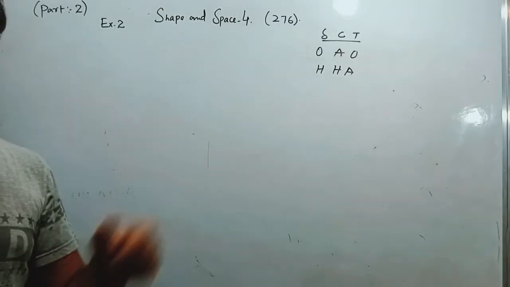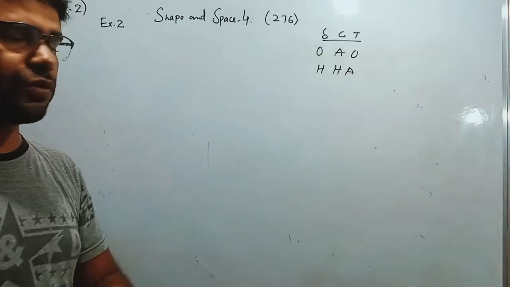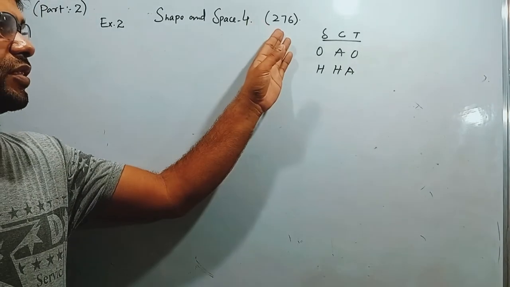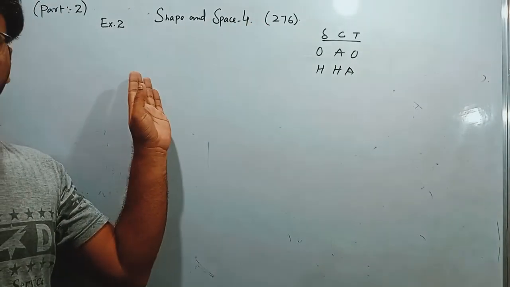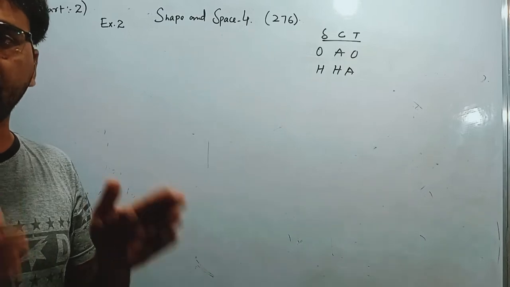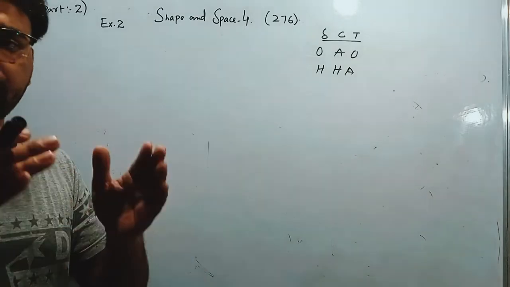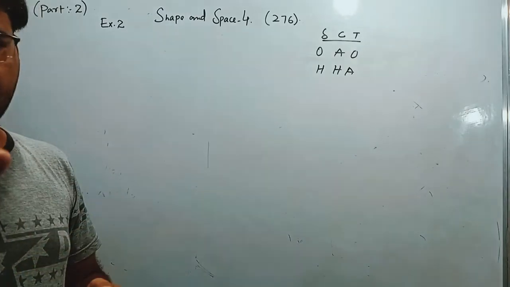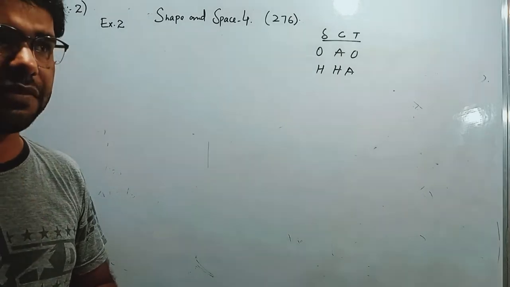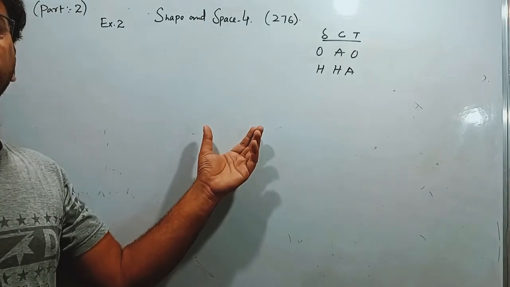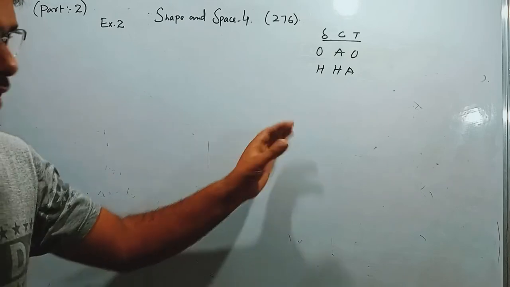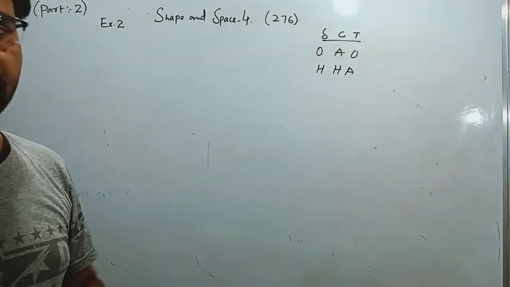This is the second part of the chapter, Shape and Space 4. You can see the page number 276, we have exercise 2. Here we have to calculate the angles. Here in a right angle triangle, the measurements of two sides are given and we need to find the angle. Now you can see we have sine, cos and tan.